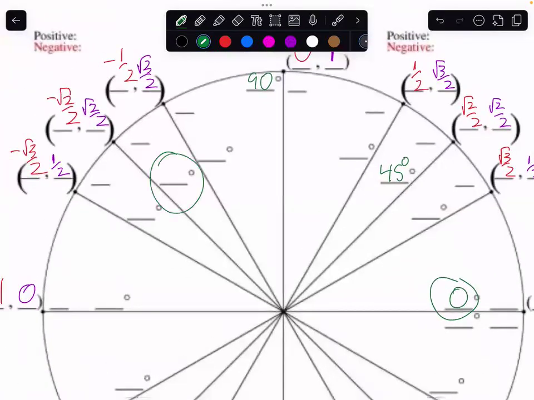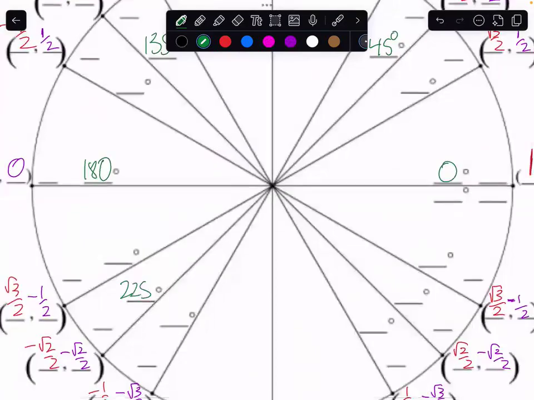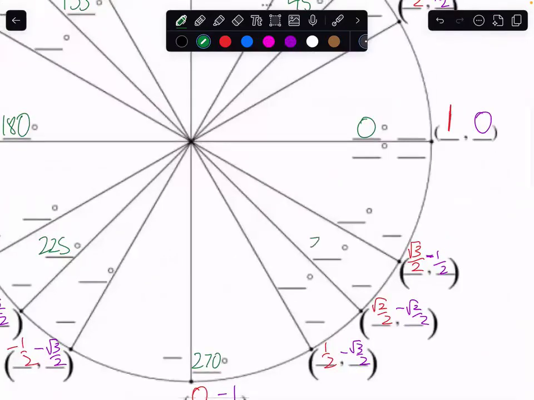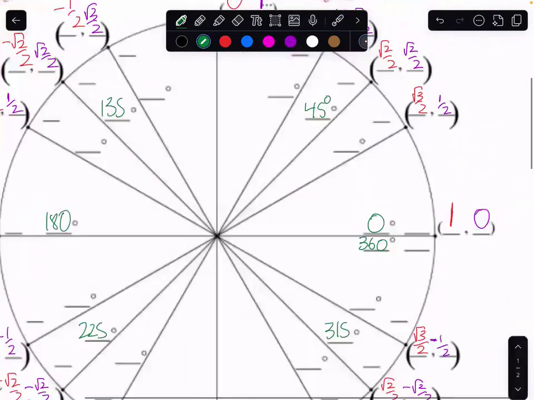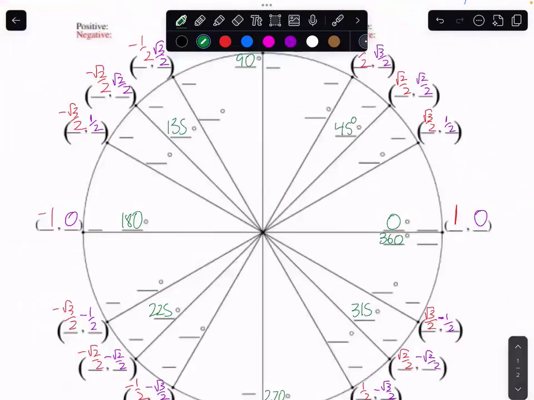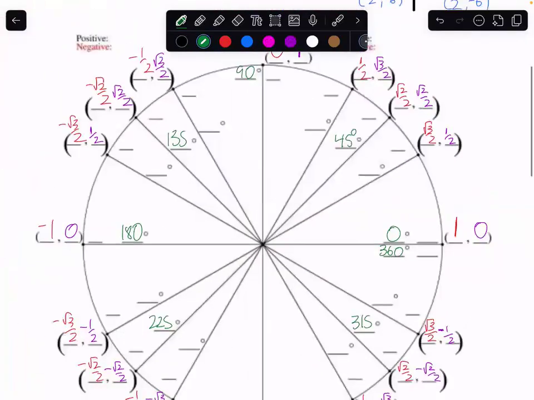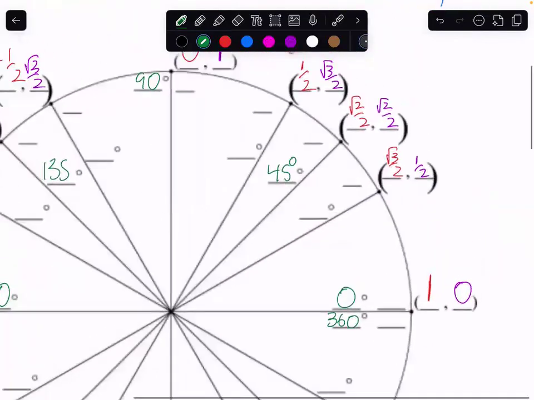Okay, so next over here, 90 plus another 45 would be 135, plus another 45 is 180, plus another 45 is 225, plus another 45 is 270, plus another 45 is 315, plus another 45 is 360. Okay, and if you want, you can do the radians, or you can do the rest of the degrees first, doesn't really matter.